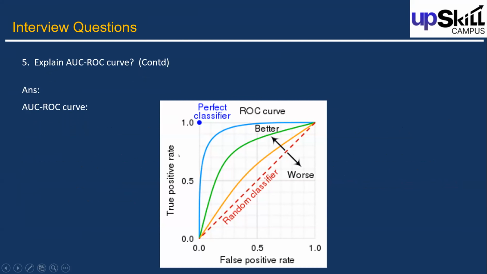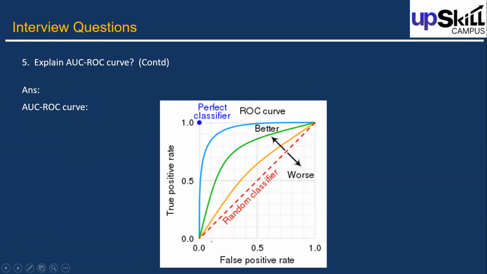So the curve looks like this. On the x-axis we have the false positive rate, and on the y-axis we have the true positive rate. Technically the false positive rate should be as low as possible and the true positive rate as high as possible. So this point is a perfect classifier, because false positive is 0 and true positive is 1. But it won't ever happen, because an ideal model does not exist.